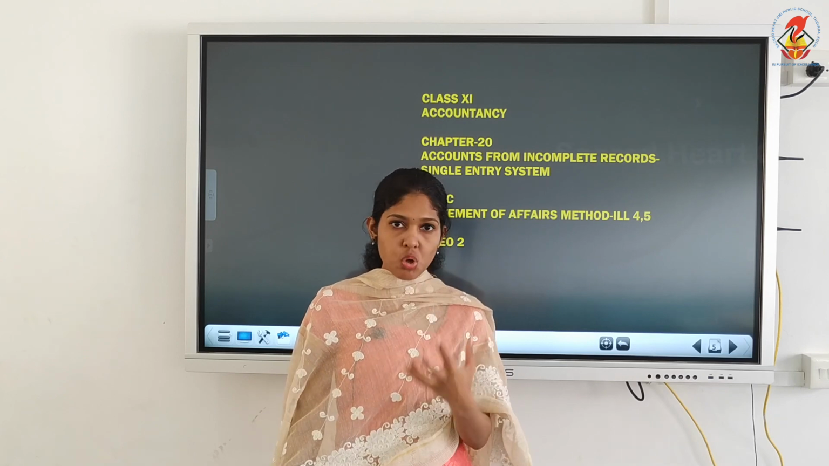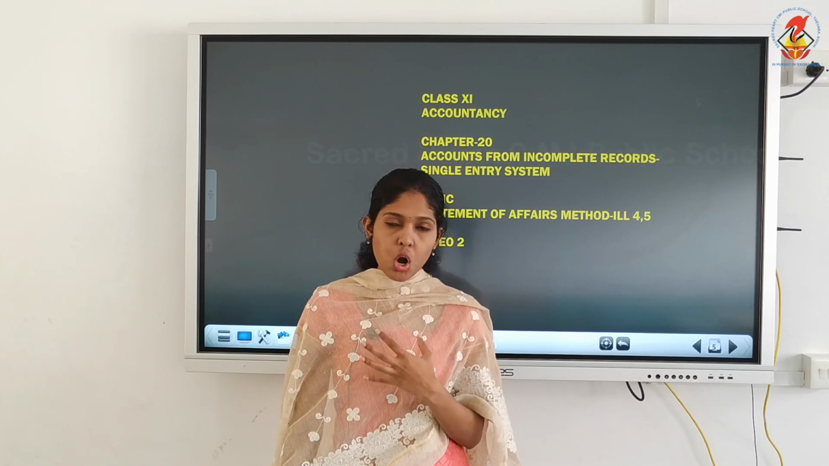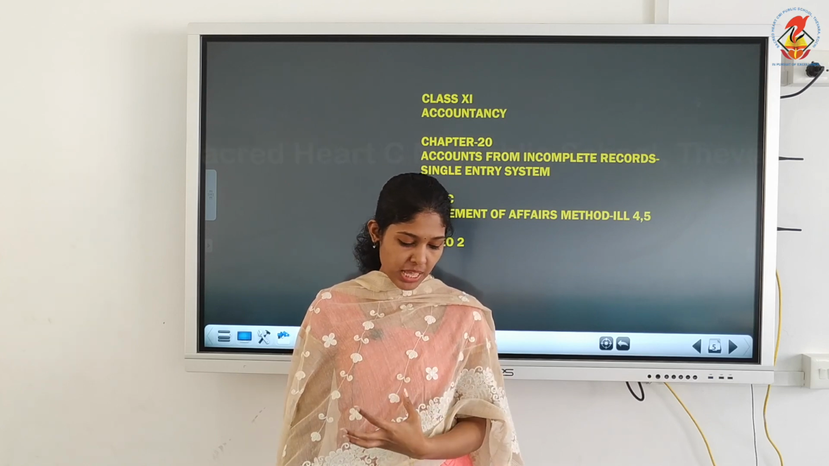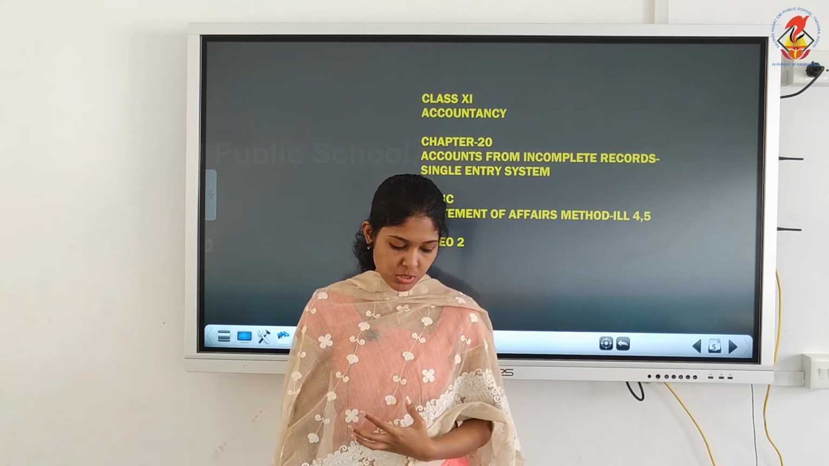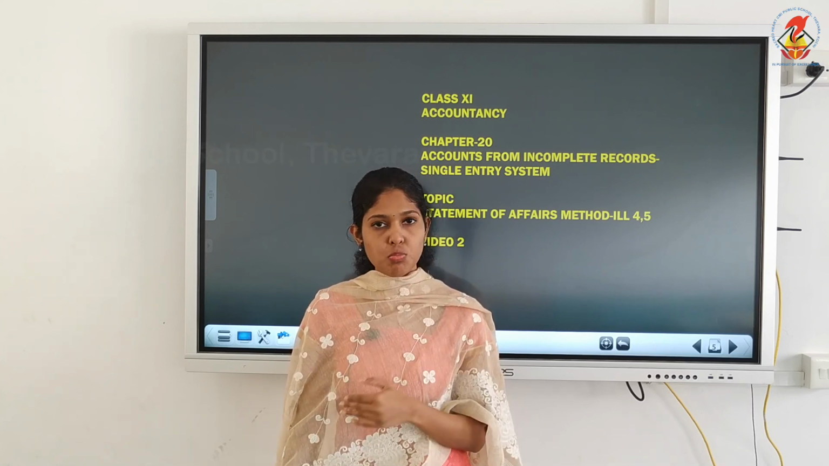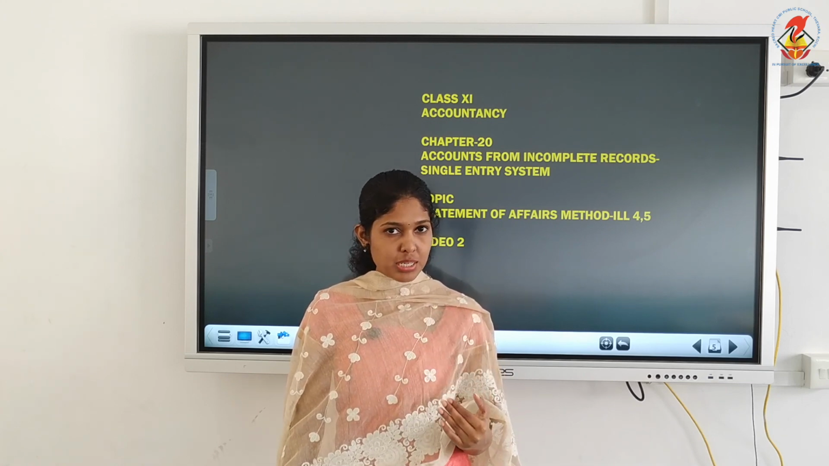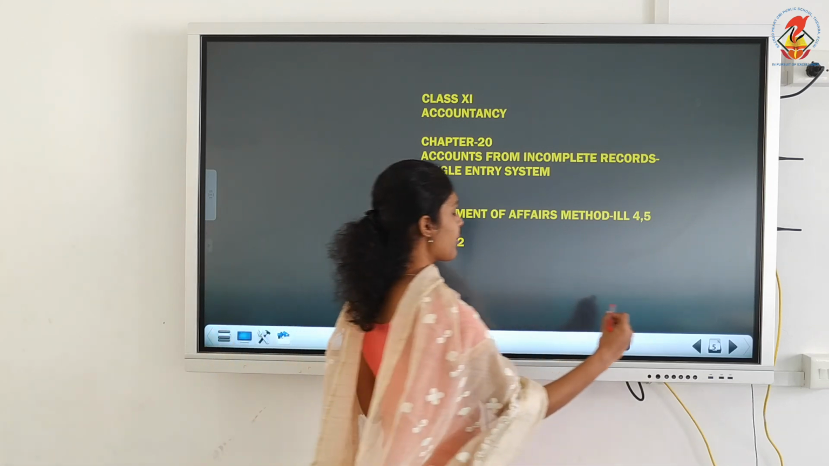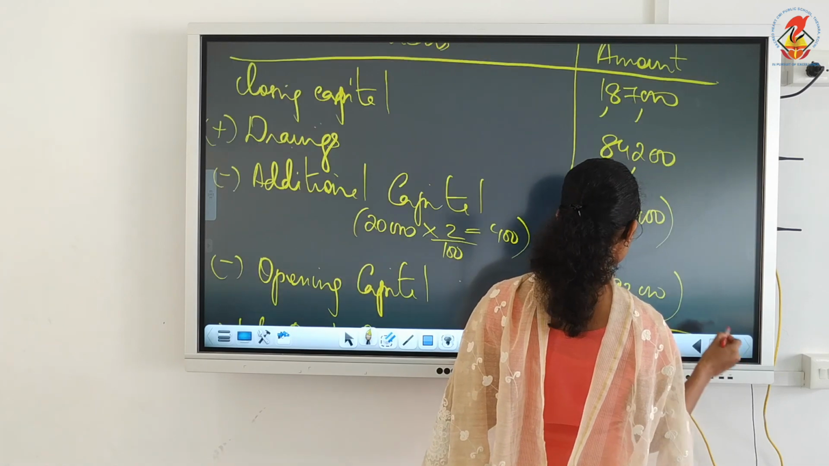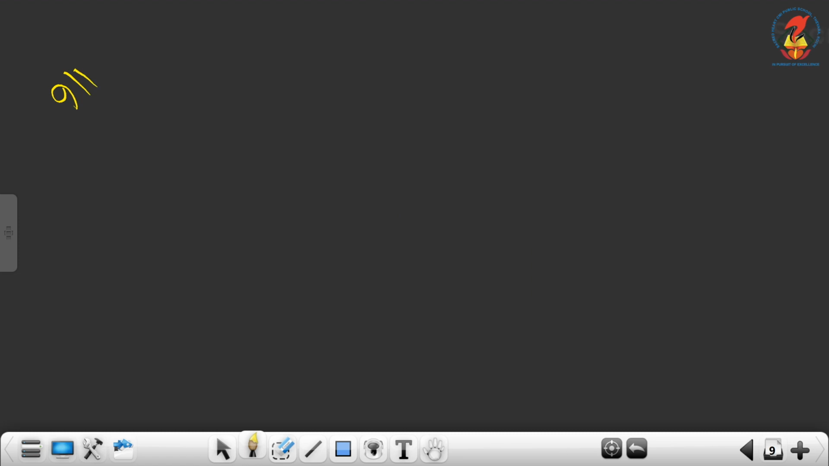Okay, so first what you have to check is whether you have closing and opening capitals, which is not given in the question, because instead of that what we have is assets and liabilities as on 31st March 2018 and 31st March 2019. That means we have assets and liabilities to compute the capitals. So, two statements of affairs, the opening statement and closing statement of affairs, we will have to prepare. So, first we will work out the opening statement of affairs.